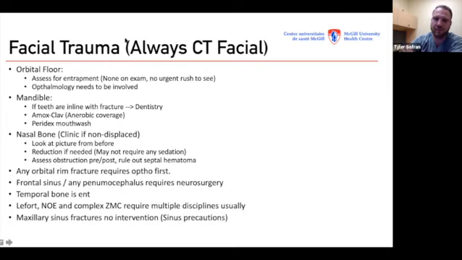Okay, great, thank you. Okay, so this is my one-slide facial trauma. This is what I give even to the R1s for their teaching. So the first thing is orbital floors.